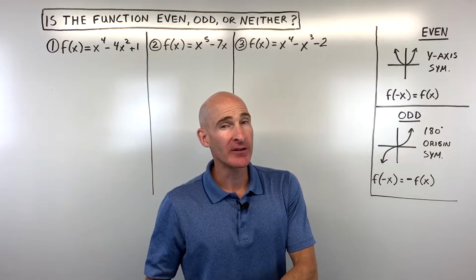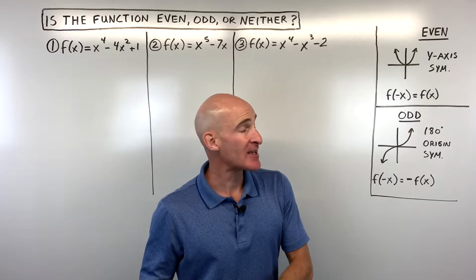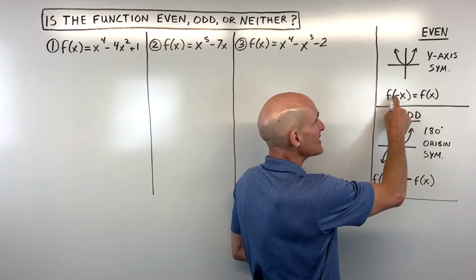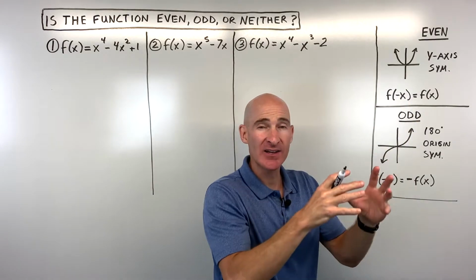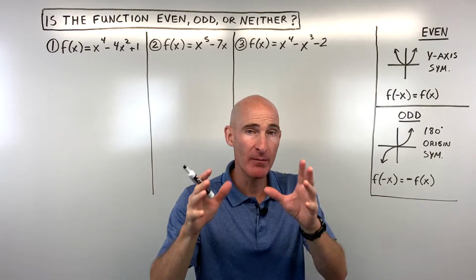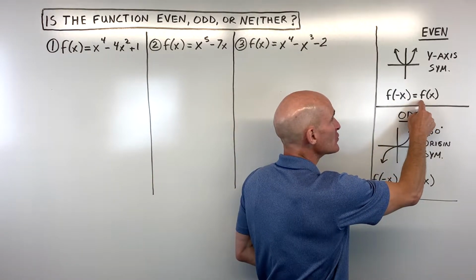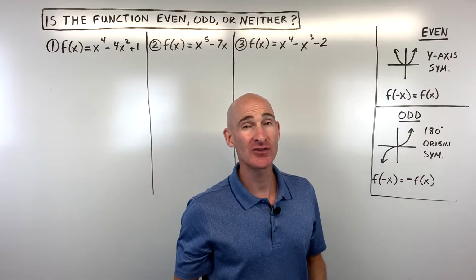Now that's graphically. Now algebraically, the way that we can test to see if it's even or odd is we put negative x into our function. So wherever you see x, you're going to replace it with negative x. Make sure to put it in parentheses. And then when you simplify, if you get that original function back, that tells you that it's an even function.